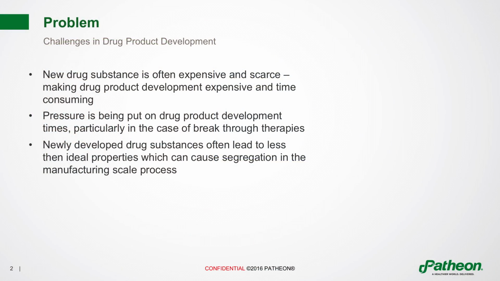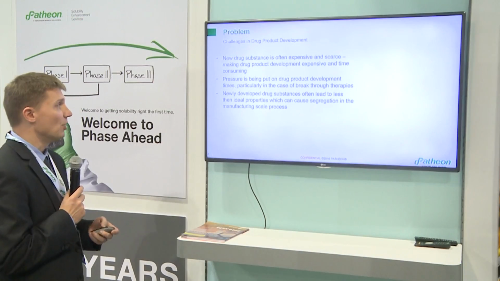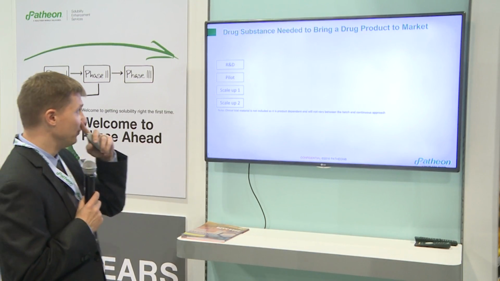Second one is that if you're doing something like a breakthrough therapy, and the third one is if that formulation is giving you problems, particularly when it comes to stability regarding segregation. So I'm going to go through and talk about these in a little more detail.